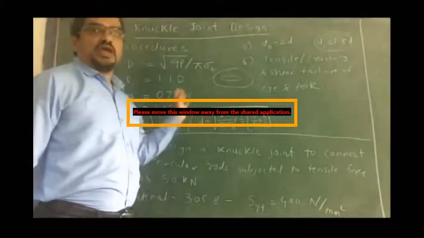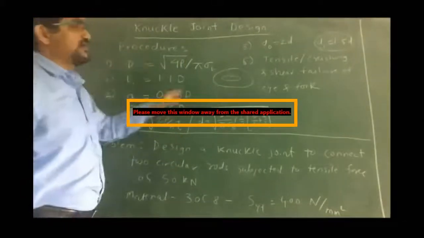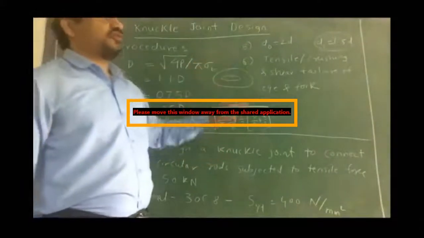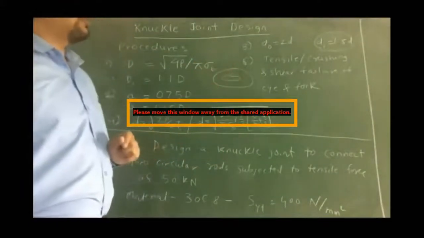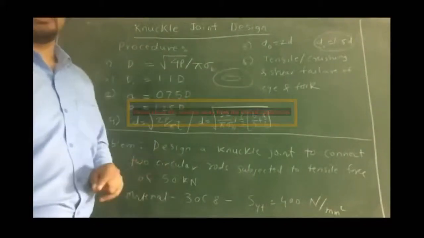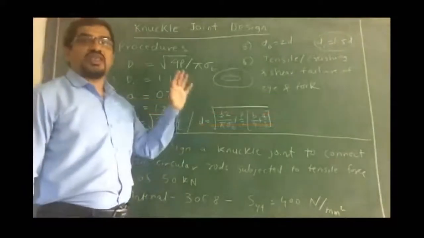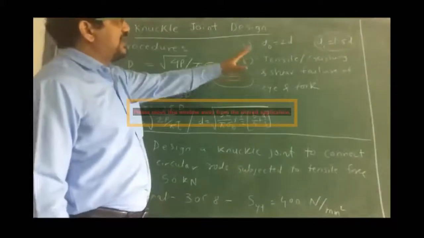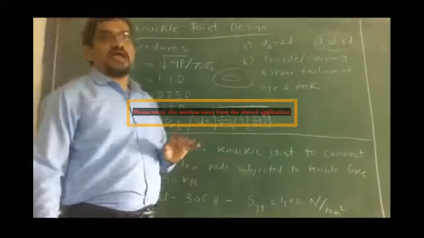And then once we have all these dimensions, all the diameters and thicknesses, we use them for calculation of the tensile, shear, and different kinds of failures and stresses, and we make sure that the stresses we are getting in our knuckle joint are less than the allowable stresses, right? So this tensile, crushing and shear check we have to do for both the eye and the fork end.